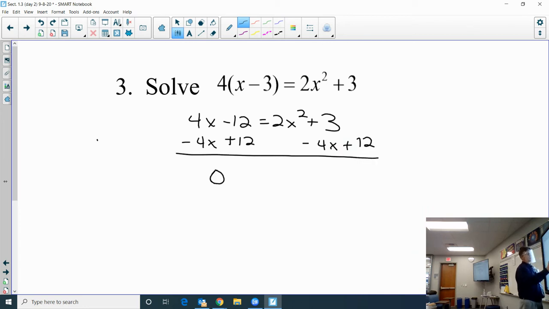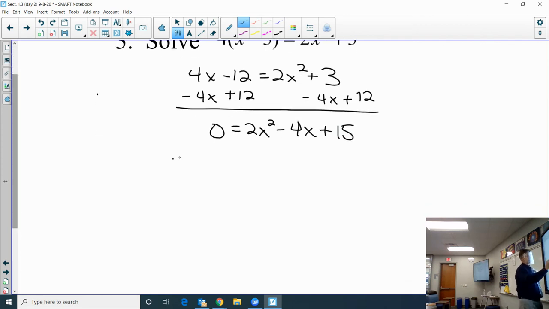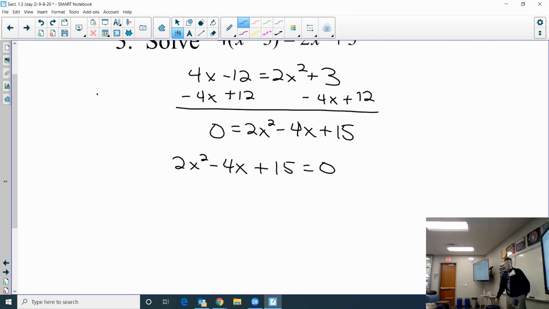and that gives me 0 equals 2x squared minus 4x plus 15. And now if it really makes you feel better, just flip it and put 2x squared minus 4x plus 15 equals 0. All right, go ahead and take it down until you find out that discriminant, whether it's a perfect square or not. Okay, so take it down to whatever that constant is.